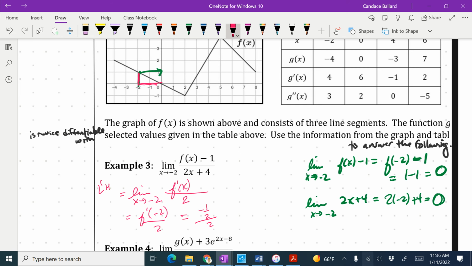-1/2 divided by 2. I think the worst part of this whole problem is that right there, right? Dealing with the complex fraction. Technically, this is 2 over 1. To get out of that, we have to flip and multiply by the reciprocal. So my limit on this is -1/4.